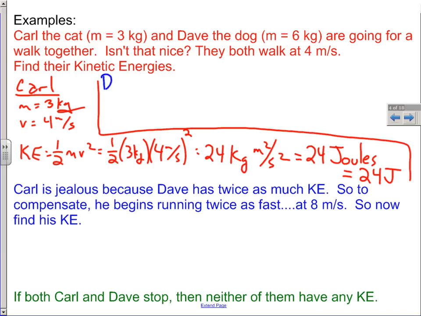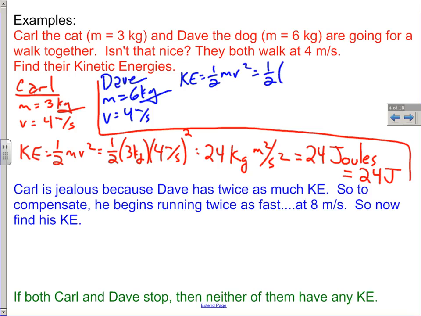See if I can squeeze this in here. I didn't leave myself much space on this. So let's see. Dave has a mass of 6 kilograms. He's got twice as much mass, but his velocity is the same. Remember, we said more mass means more kinetic energy. Here we can calculate it and make sure that it works. So let's see. Kinetic energy is 1/2 mv squared. Half of his mass times his velocity squared. So multiply it out. 4 squared is 16 times 3 is 48 joules.